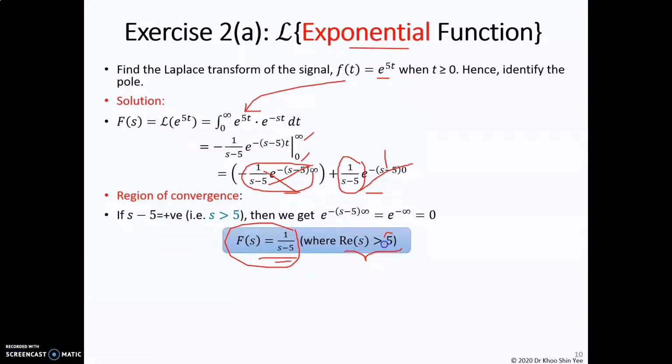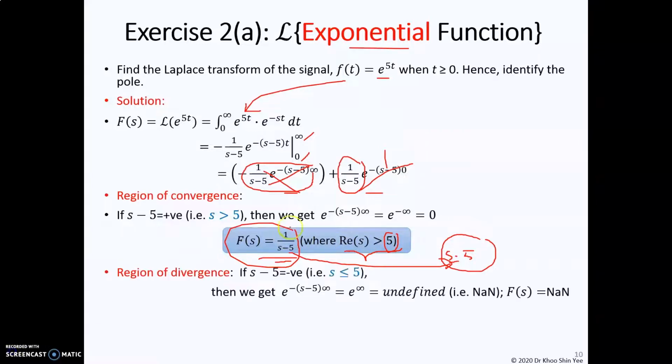How can we know it is 5? So we can use the rule of thumb. So we check the pole here. So the pole is equal to 5. So this is the answer. So with that rule of thumb, the real part for the s must be greater than the pole, which is 5. So you should be aware that your formula F(s) equal to 1 over s minus 5 here is invalid in this region. When you substitute it inside, you should get an undefined solution.